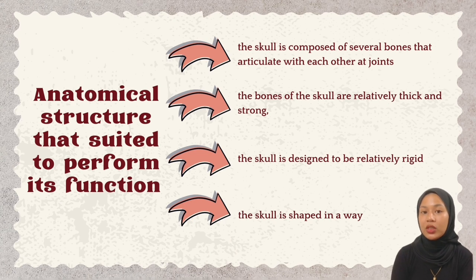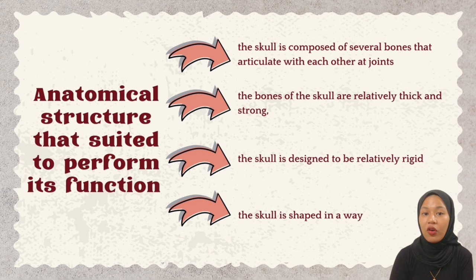Next, we move on to how the skull is well suited to perform the function that it does. The anatomical structure of the skull is well suited to perform its function of protecting the brain and other vital organs for several reasons. First, the skull is composed of several bones that articulate with each other at joints called sutures. These sutures provide stability and strength to the skull while allowing some movement between the bones.